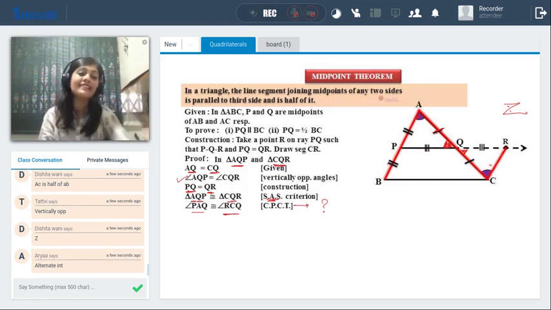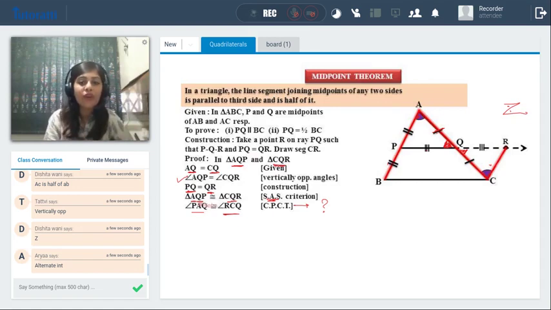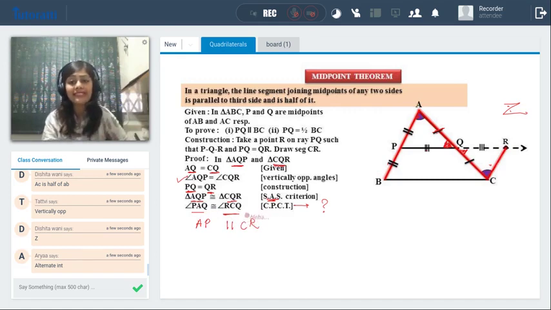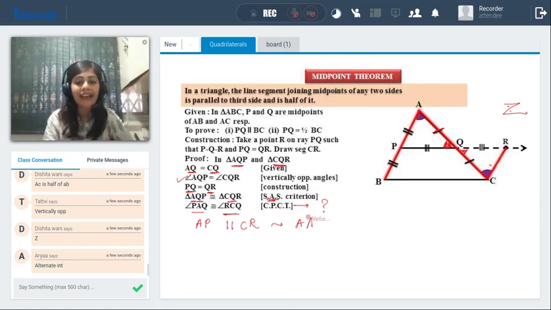These are alternate angles. Yes, very good, Arya. We have a pair of alternate angles. And if alternate angles are equal, what we understand is that AP is parallel to CR. Yes, we have got AP parallel to CR by alternate angles test.